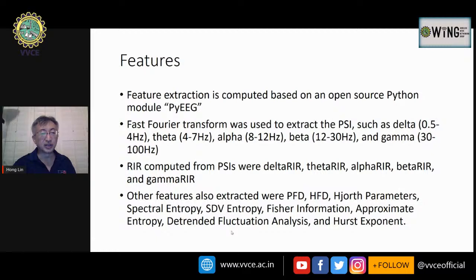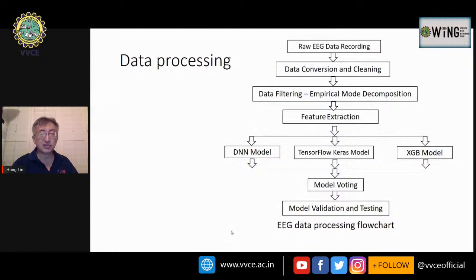So this is the framework, the flowchart of the data processing, feature extraction, and the modeling. Basically, we try three different models: a DNN model, a TensorFlow Keras model, and an XGB model. Then we do model voting to try to maximize the performance of the models, and then do the validation and testing.